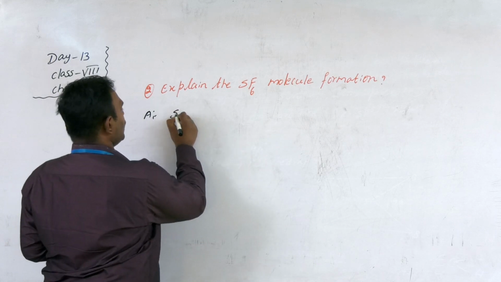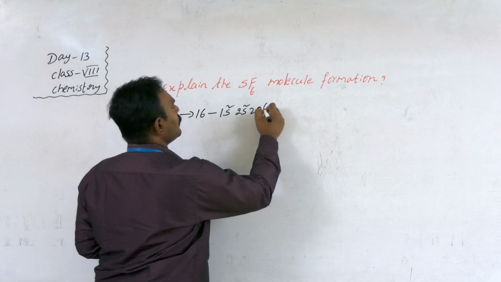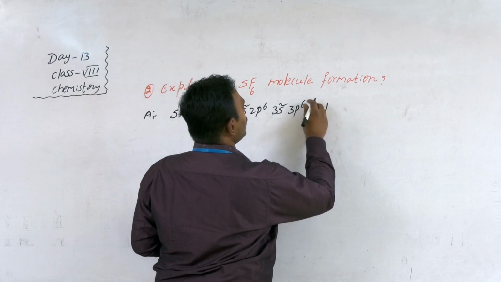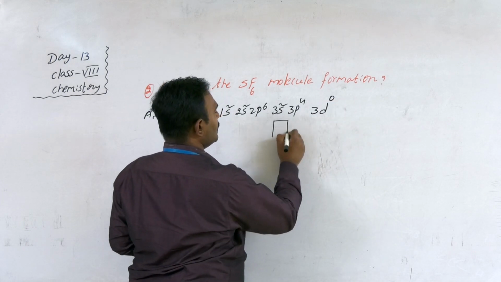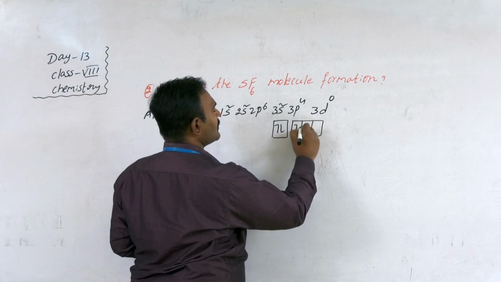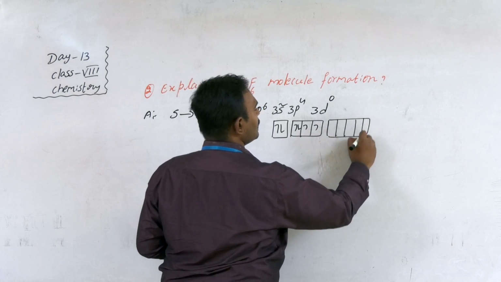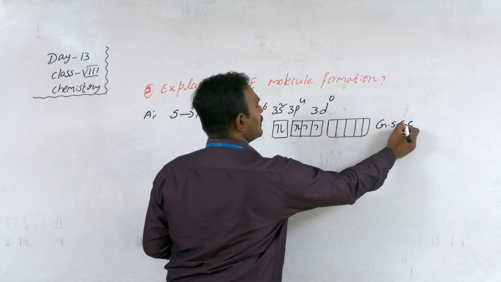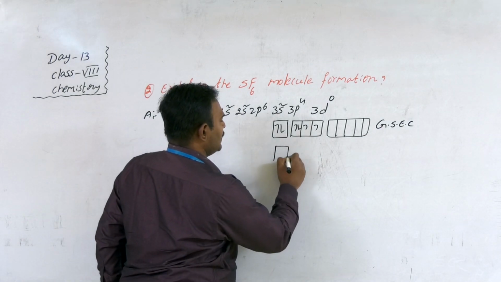Now see here, if we take sulfur, atomic number 16, configuration 1s2, 2s2, 2p6, 3s2, 3p4, 3d0. So see here, in the s orbital 2 electrons there, in the p orbital 4 electrons there. So here d orbital total 5 orbitals will be present, 0 electrons. This configuration is called ground state electronic configuration.